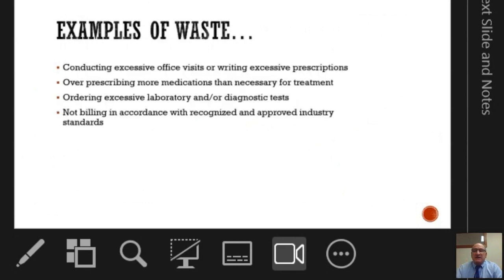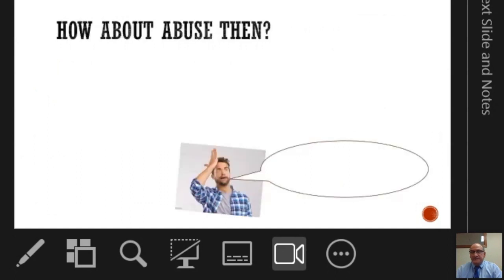Examples: conducting excessive office visits or writing excessive prescriptions, overprescribing more medications than are necessary for treatment, ordering excessive laboratory diagnostic tests, or not billing in accordance with recognized standards.